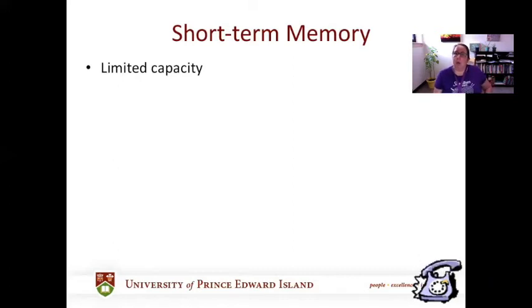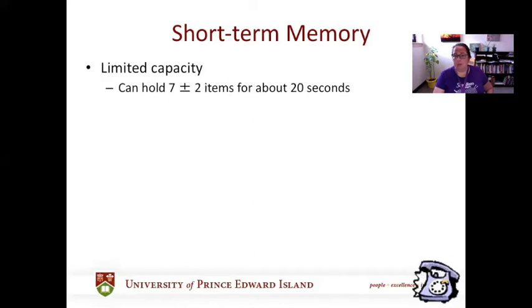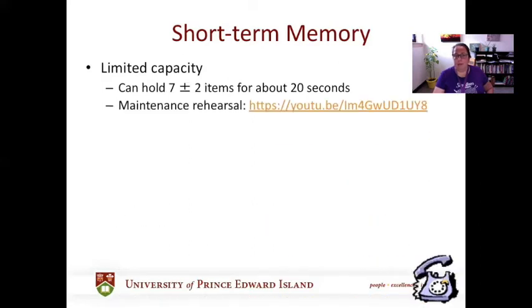You probably did a whole lot better on the second list. The second list was chunked into years, and so you can remember the chunks. So short-term memory has a limited capacity. It can hold 7 plus or minus 2 items for about 20 seconds. You can maintain it by rehearsal, and I love this video from Sesame Street.